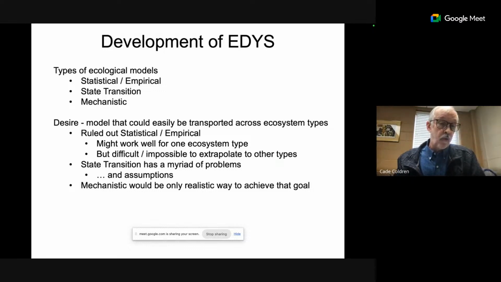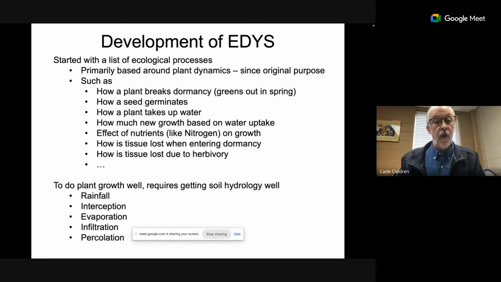And for us, that ruled out using statistical or empirical type approaches. Those things might work very well for one ecosystem type, but it becomes difficult or impossible even to extrapolate to other types. So you can't necessarily develop a model for a grassland and expect it to be used in a forest if it's statistical or empirical. State transition has all kinds of problems and assumptions. We had no desire to go that route, and we felt like mechanistic was the only real way that we could achieve our goals. And so we started with simply a list of ecological processes.